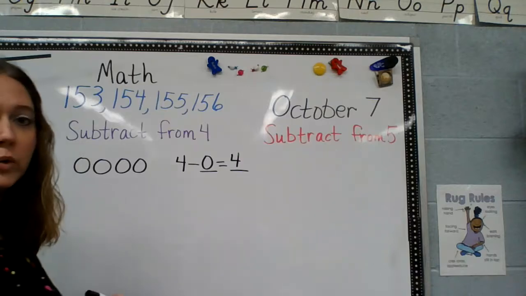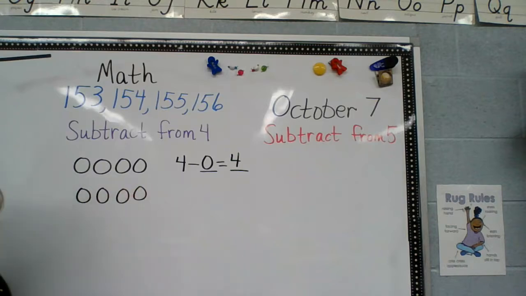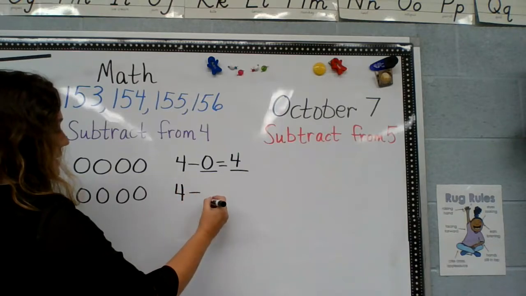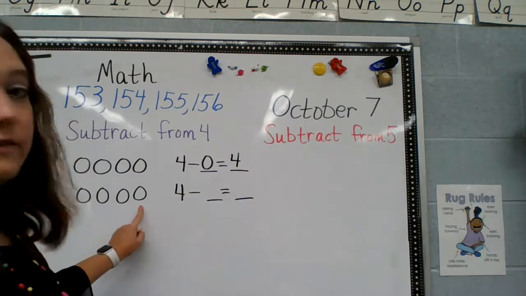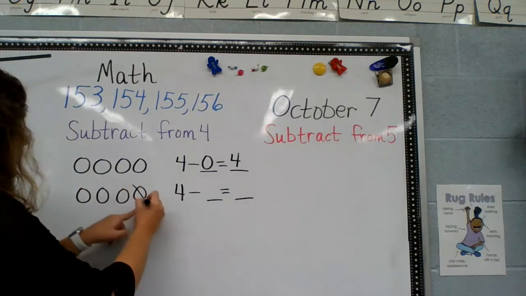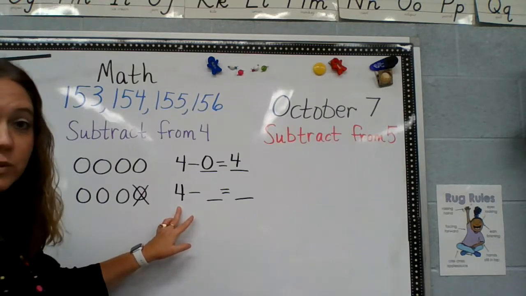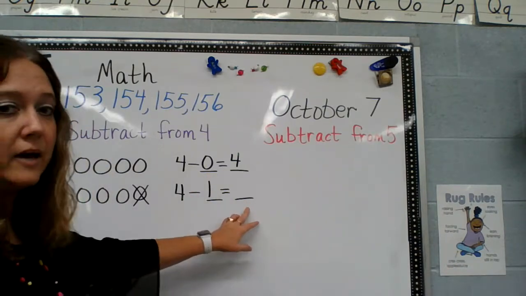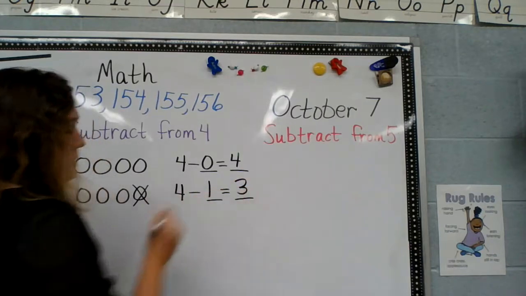So there's one subtraction number sentence. Okay, we're going to do it again. 1, 2, 3, 4. We're starting with 4 again. And we're going to write the number sentence: 4 minus blank equals blank. This time, we're going to cross off the last one. So we started out with 4. How many did we cross off? 1. How many are left? 1, 2, 3. 4 minus 1 equals 3.